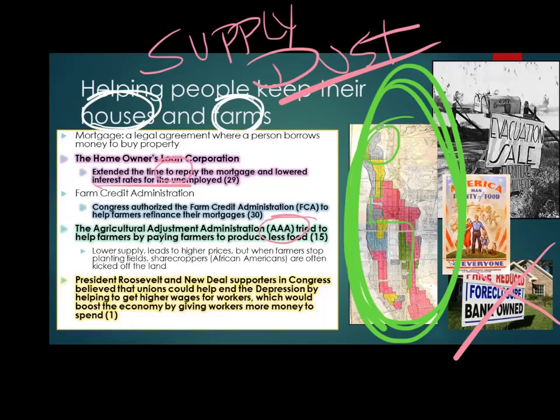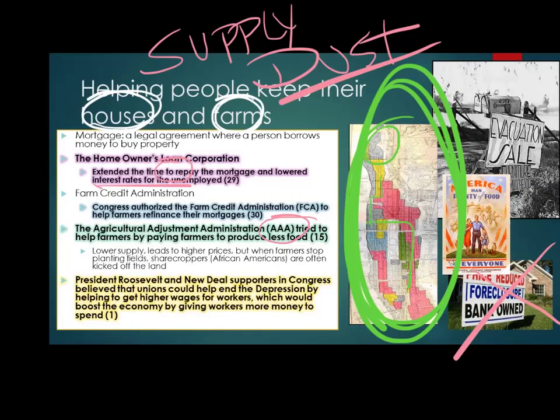There is a problem. African Americans are going to be kicked off this land because in the South, sharecroppers, right, a lot of sharecroppers are there. The farm owners are going to keep that money and they're going to say, sorry, sharecropper, I don't need you. They're kicked off their land. So it does have an unintended consequence. But it does slowly raise the price of food and help farmers make some profit.